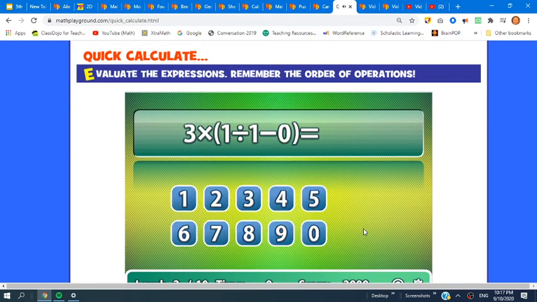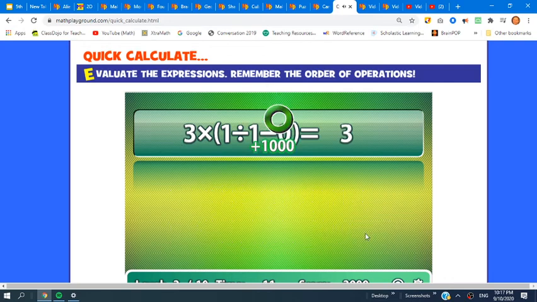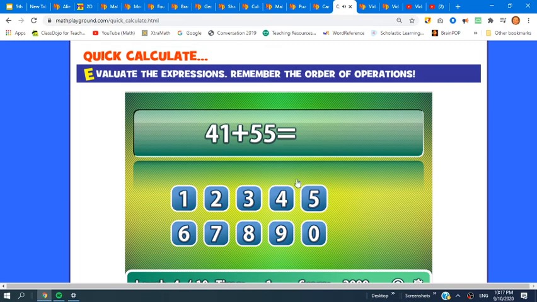Okay. Ooh, what's in parentheses first? 1 divided by 1 is 1. 1 minus 0 is 1. And 1 times 3 is 3. Okay, cool. 41 plus 55. Well, the ones place, 1 plus 5 is 6. And 4 plus 5 tenths is 9. So 96 is your answer.